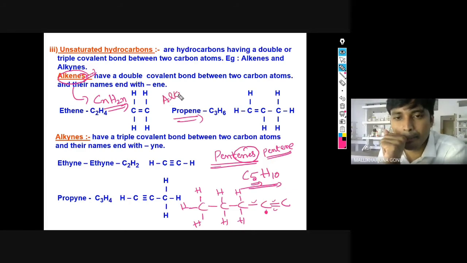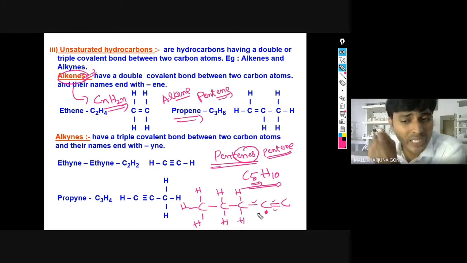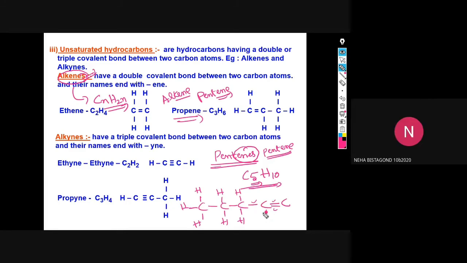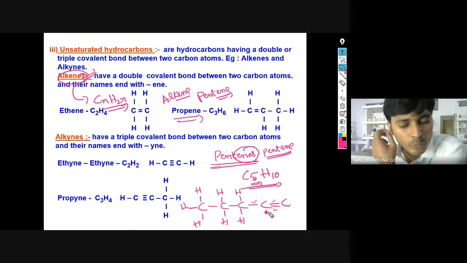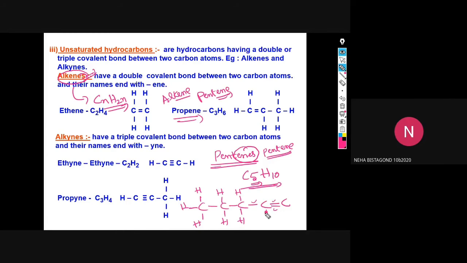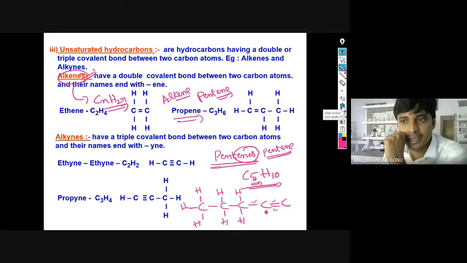Alkene. ENE. Pentene. ENE. If it is alkane, I will not write. Now tell me, Neha, how many bonds are there with this carbon? 3. So how many hydrogens do I have to put now with this carbon? 3 hydrogens. Sir, 2, sir. 2 here. 1, sir. 1 hydrogen. Wait. I am coming to it.